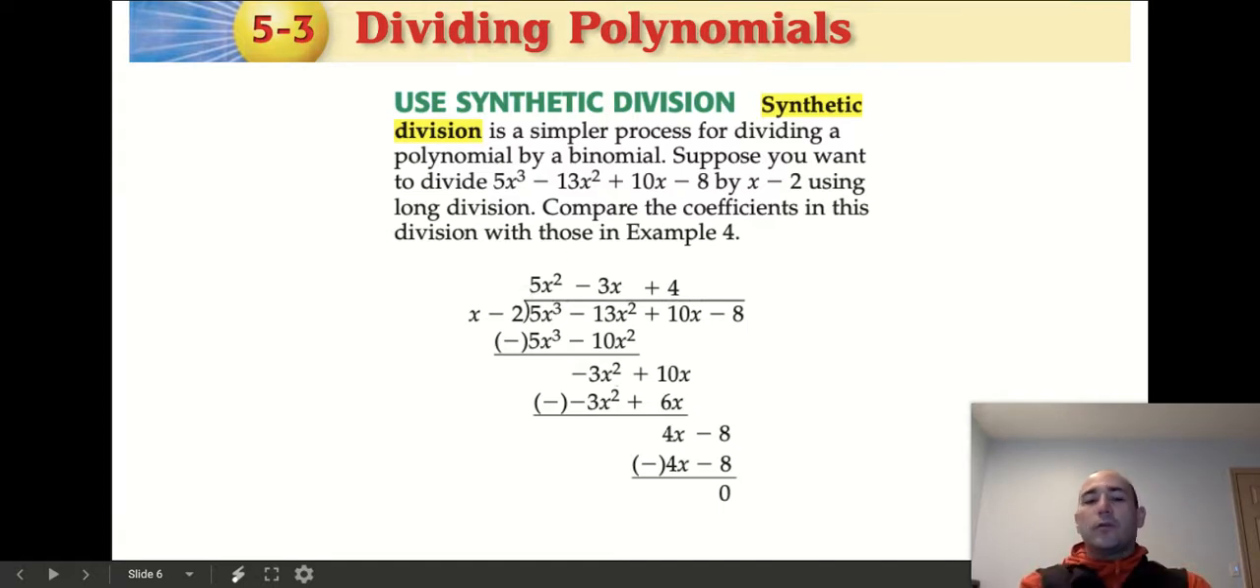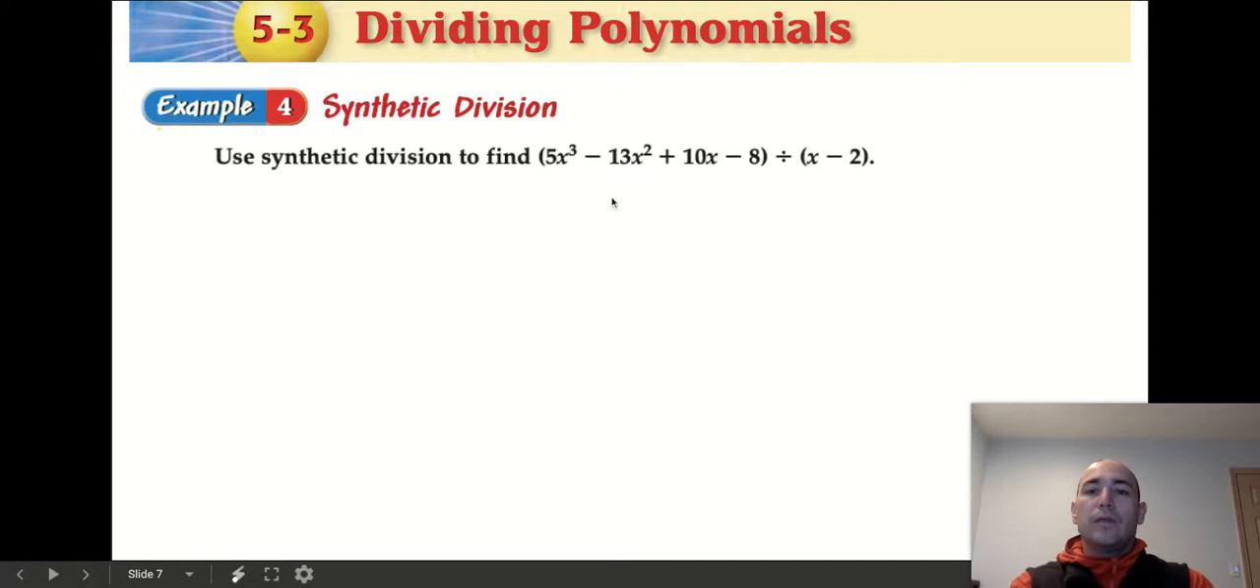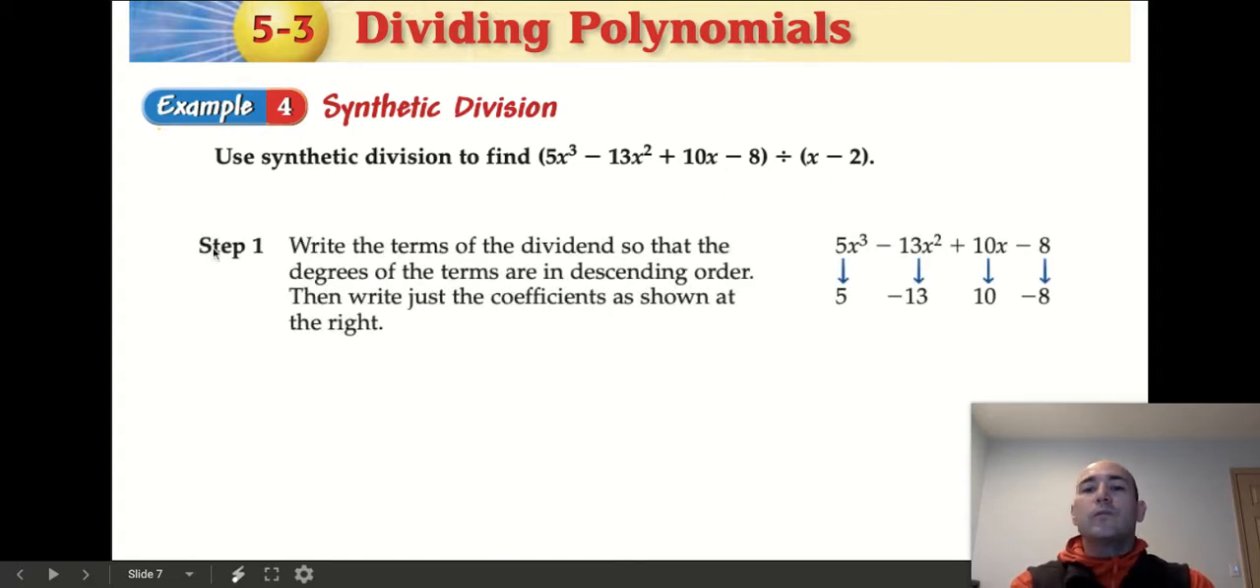Now I'm going to show you what that looks like using synthetic division. It's kind of a simpler process for doing the same idea. In this example, it says, hey, use synthetic division to divide the problem we just did, right? This divided by this. The first step is you're going to write the terms of the dividend so that the degrees of the terms are in descending order, then write the coefficients as shown to the right.